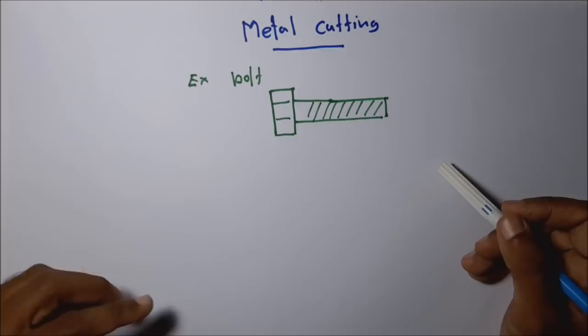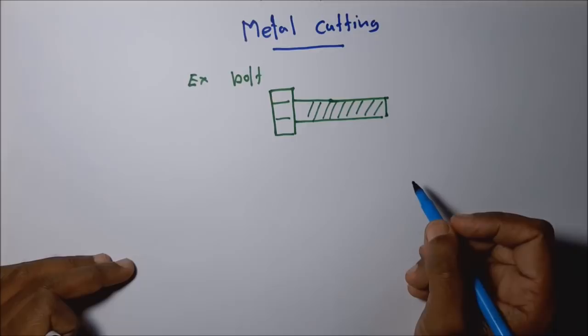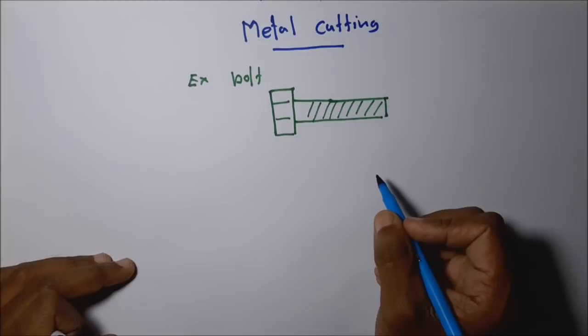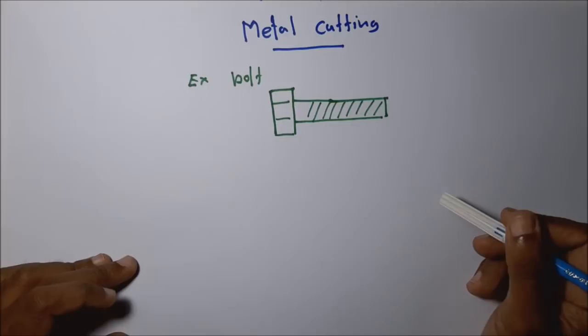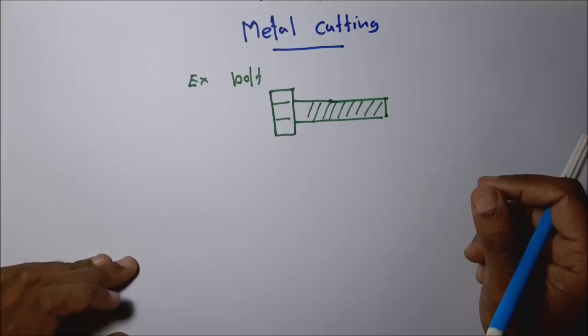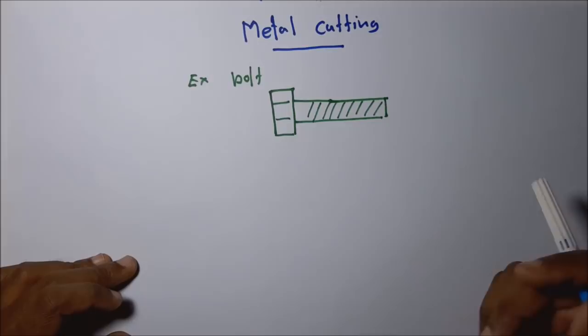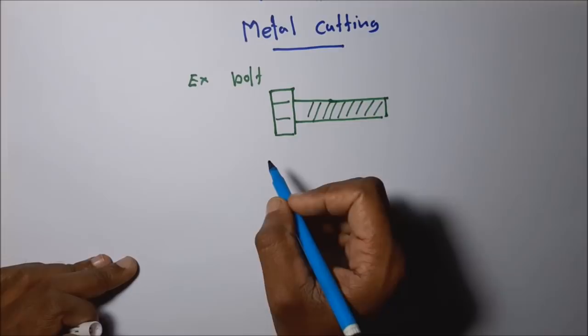When we are going to manufacture this bolt, we start with the selection of the workpiece. When selecting a workpiece, we have to select a material similar to the bolt's original material. If this is a mild steel bolt, we have to select a mild steel workpiece. If this is a cast iron bolt, we have to select a cast iron workpiece. So then let's take the workpiece we need.